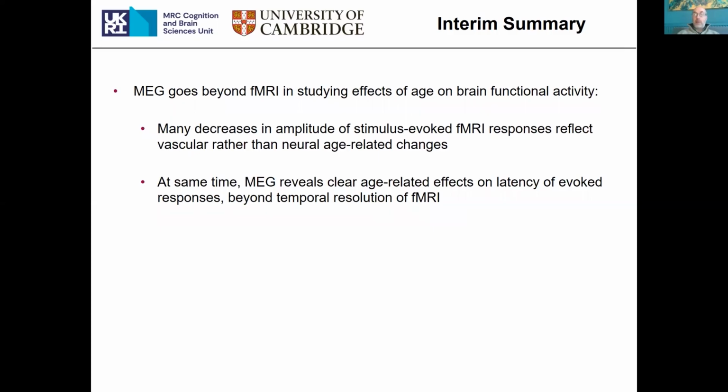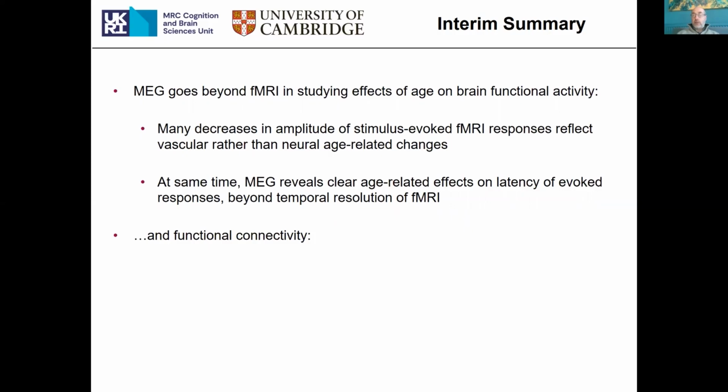At the same time, I showed you the work by Price et al. showing that the latency of responses recorded by MEG is affected by age, but these are shifts of tens of milliseconds, and that's well beyond the resolution of fMRI. Once you convolve those latency shifts with the canonical hemodynamic response function, or the delayed vascular response, these would be undetectable.